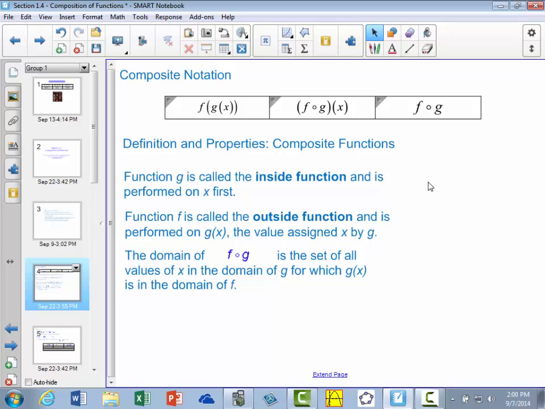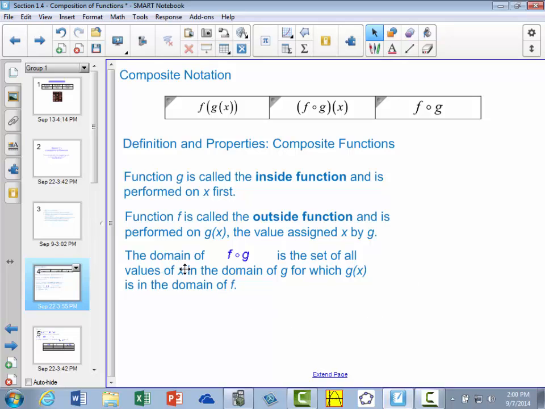Now the domain of these composite functions depends on what happens as we evaluate a composite function. So we start with the domain of g. We can't use any x values that wouldn't work in our inside function. But that inside function gives us answers that have to be plugged into our outside function f, and those answers have to be within the domain of f.